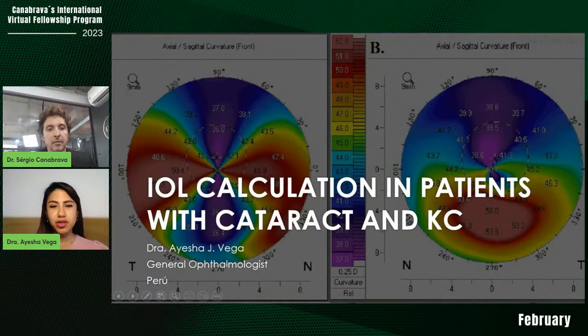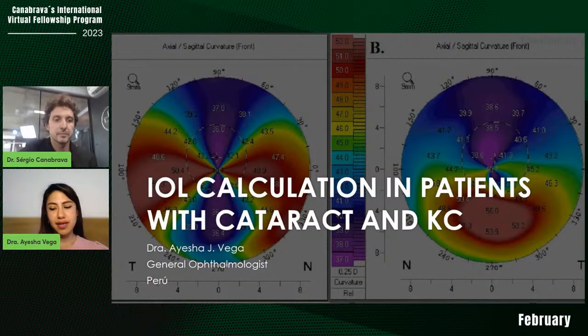Perfect. So good morning, everyone. I am Dr. Ayesha Vega, a general ophthalmologist from Peru. And today I'm going to talk about IOL calculation in patients with cataract and keratoconus. I told Dr. Sergio I like to talk about this topic because keratoconus is a very prevalent disease, especially here in my country, in Peru, and the south of my country where I actually live.